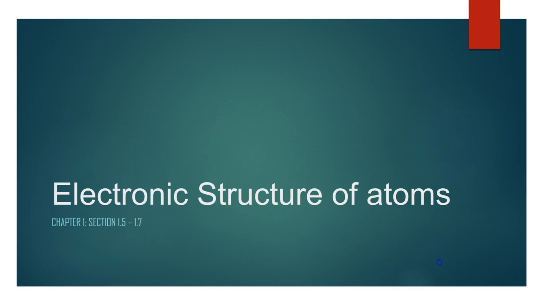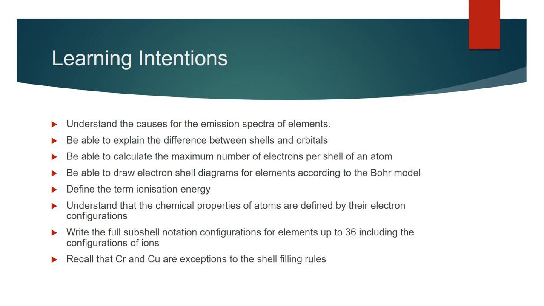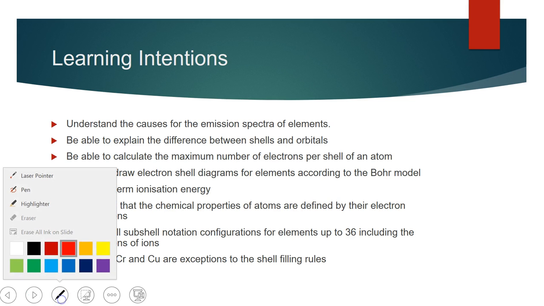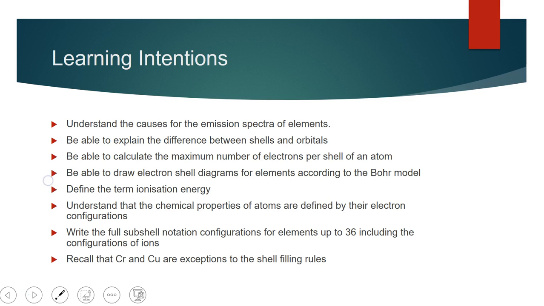then these new ones here, looking at the actual subshell notations for elements up to 36. So we're going beyond the first 20 and looking at our exceptions for chromium and copper. This one's probably going to take us a little while, so let's get started.